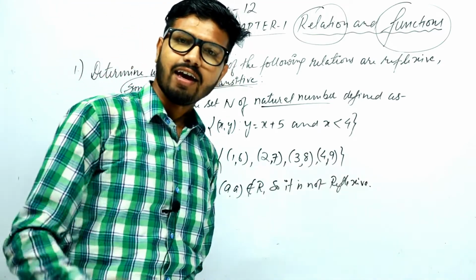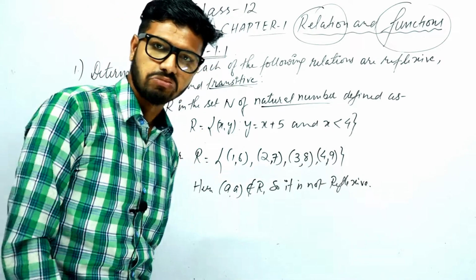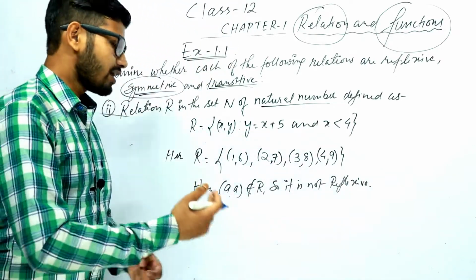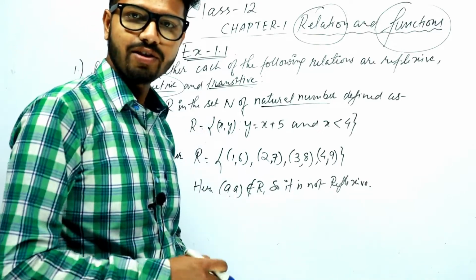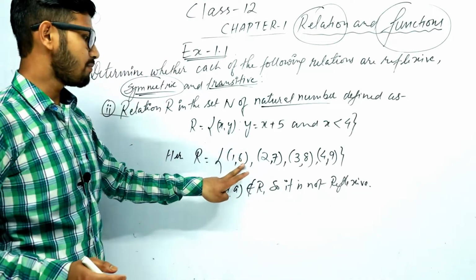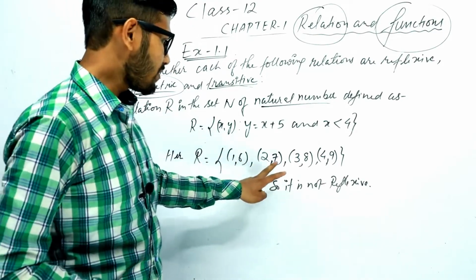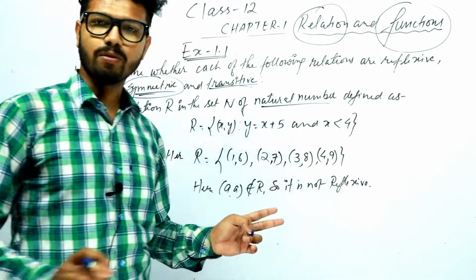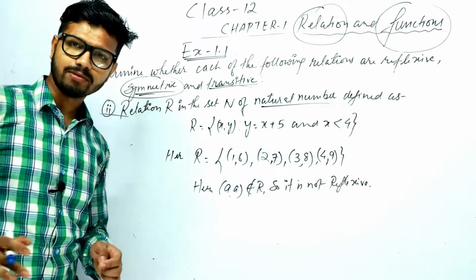Is it a symmetric relation? No, it is not a symmetric relation because the reverse order is not present. 1, 6 is present, but 6, 1 is not present. 2, 7 is present, but 7, 2 is not present. 3, 8 is present, and 8, 3 is not present. I hope it is clear what I am saying.